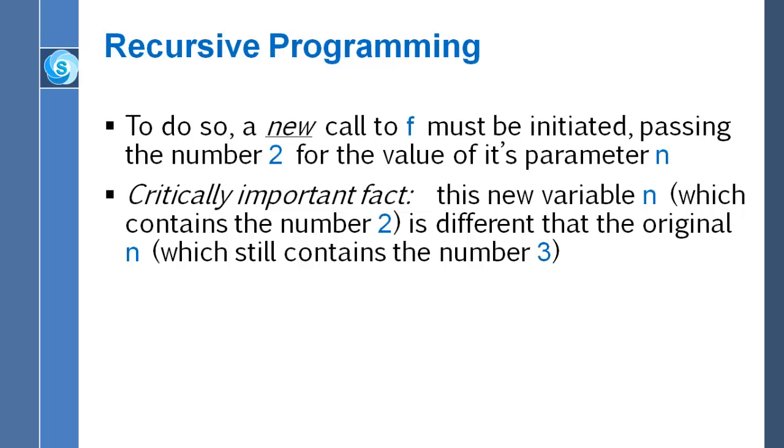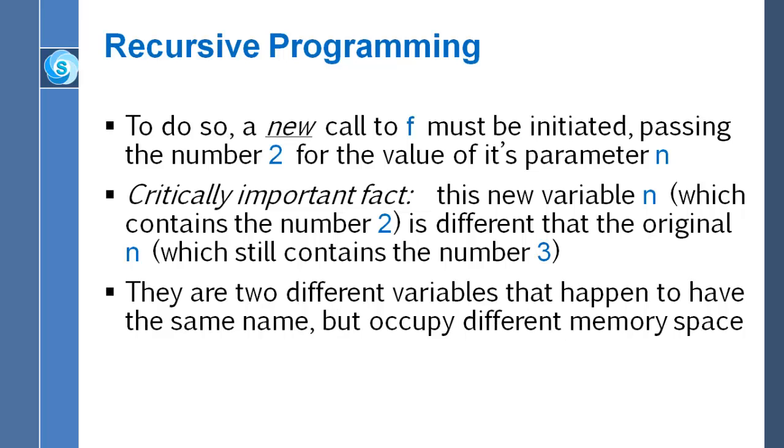So here we go. There are now two different variables named n, one belonging to the original call, whose value is set to 3, and another n belonging to the new call to f, whose value is set to 2. Okay?